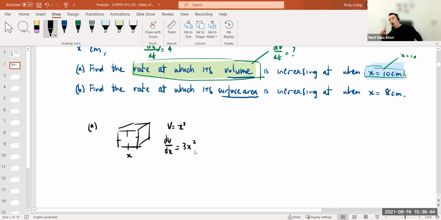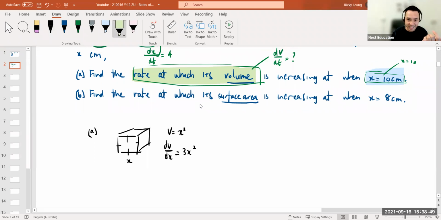Now, the question is not asking me for dV/dx. It's asking me for dV/dt. So this is what I do. I'm going to do something that some teachers call the chain rule. Some people don't give it a name, but basically, if I have V equals x cubed as my starting formula for volume, and I want dV/dt, this is what I'm going to do.